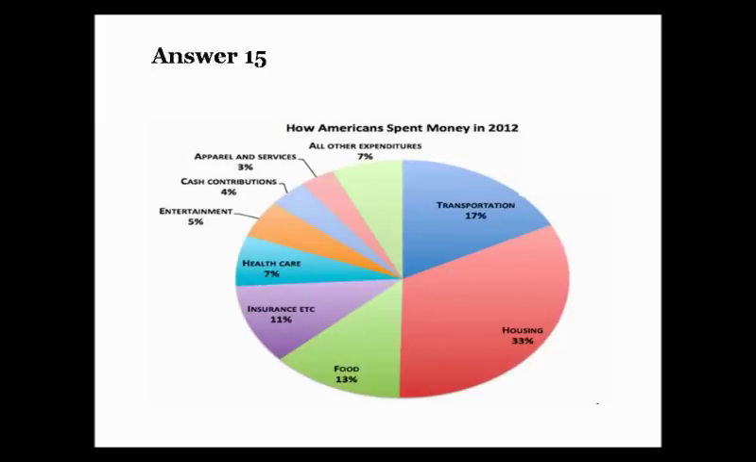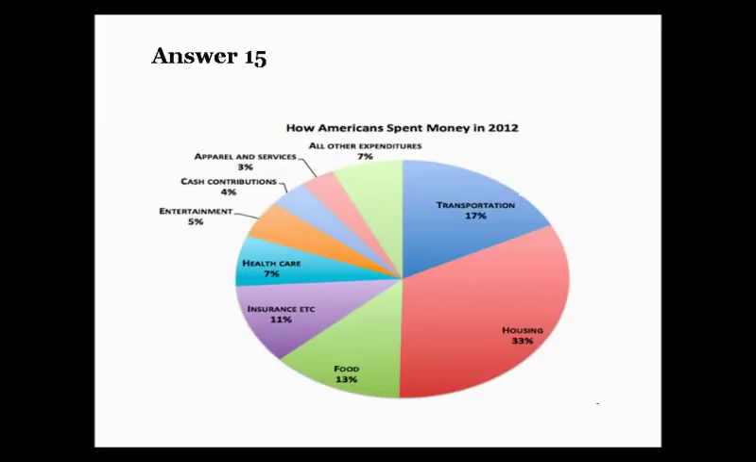The pie chart gives information about how Americans spend money in 2012. To begin with, we can see that there are categories in comparison, which are transportation, housing, food, insurance, healthcare, entertainment, cash contributions, apparel and services, and all other expenditures.